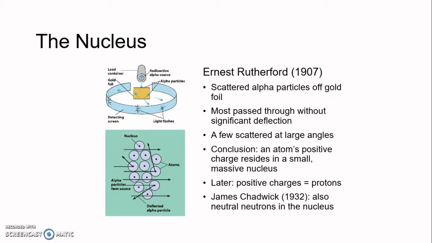Later on, they defined these positive charges to be protons, or the positive particles inside of a nucleus. So at that point, it was thought that a nucleus was made of protons, and then electrons would just orbit that. Later on, in 1932, James Chadwick also found out that there were other particles inside the nucleus, neutrally charged particles, which we now call neutrons.